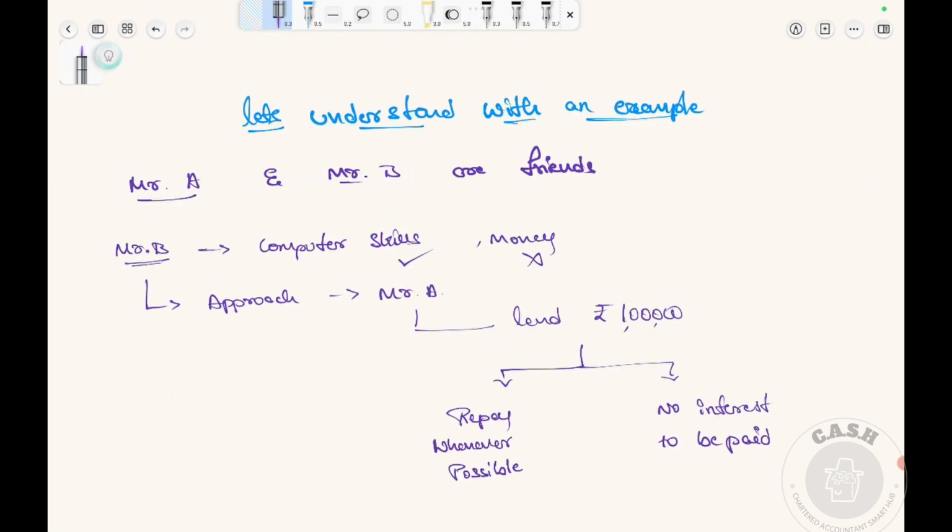Now let's understand the balance sheet concept with a beautiful example. Mr. A and Mr. B are close friends. Mr. B has computer knowledge but doesn't have money to buy a computer or laptop. Now Mr. B approaches Mr. A and asks him for rupees 1 lakh to purchase a laptop and build his skill. Mr. A agreed and gave a loan of rupees 1 lakh, and he said, you don't have to pay any interest but repay me whenever you earn some money.